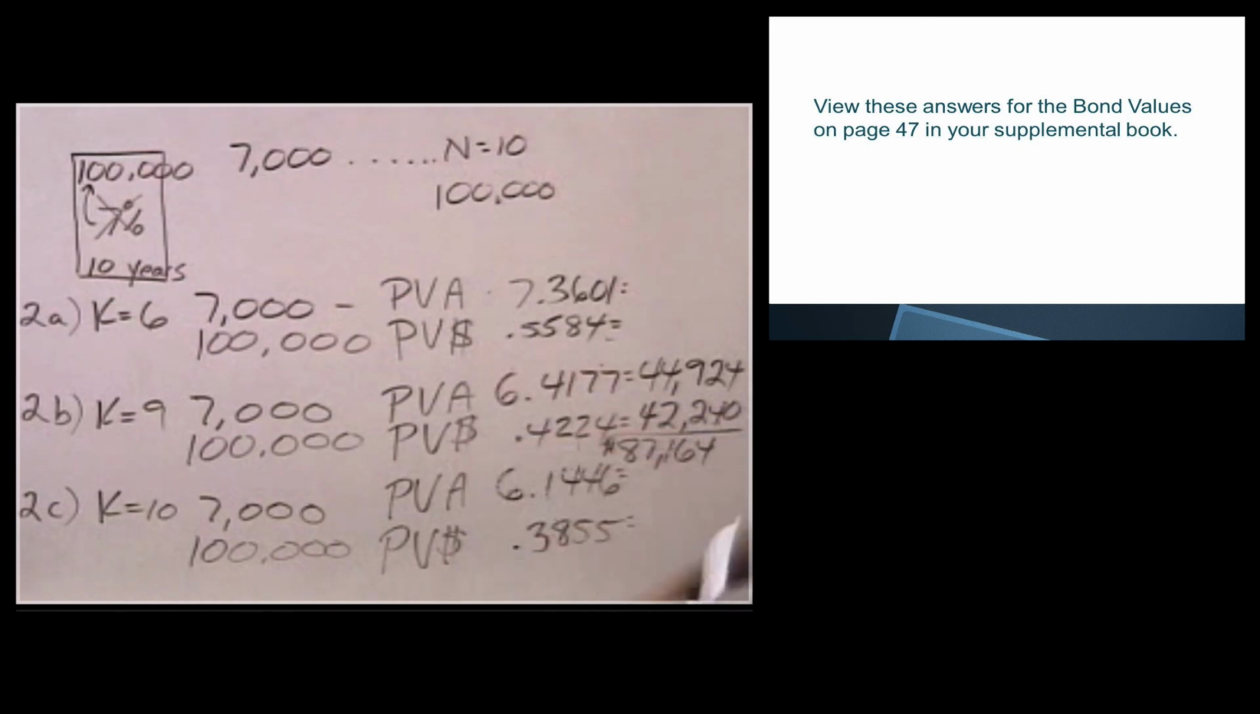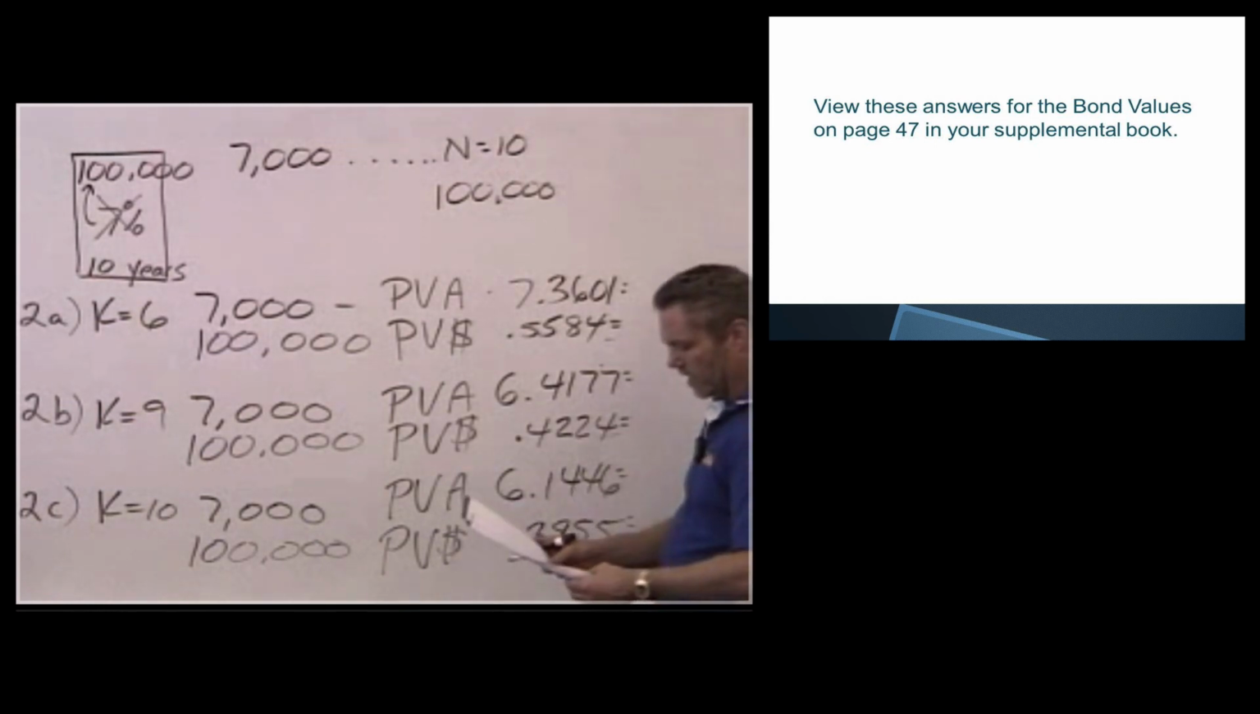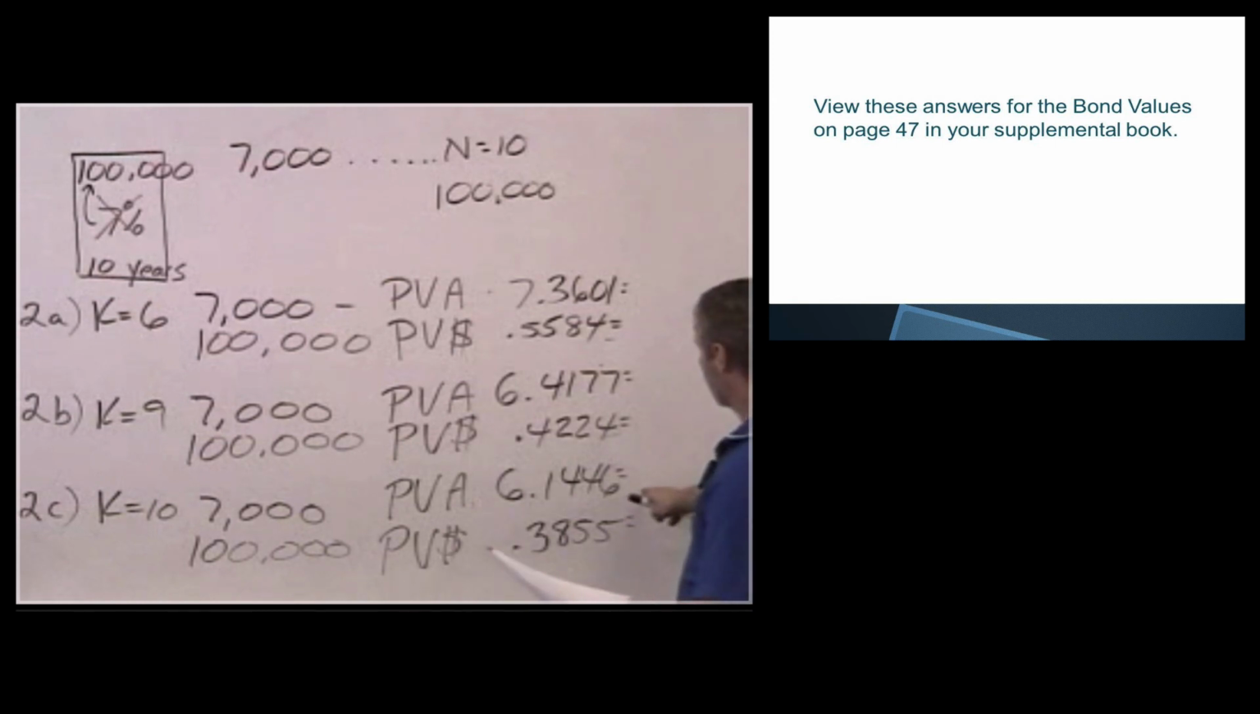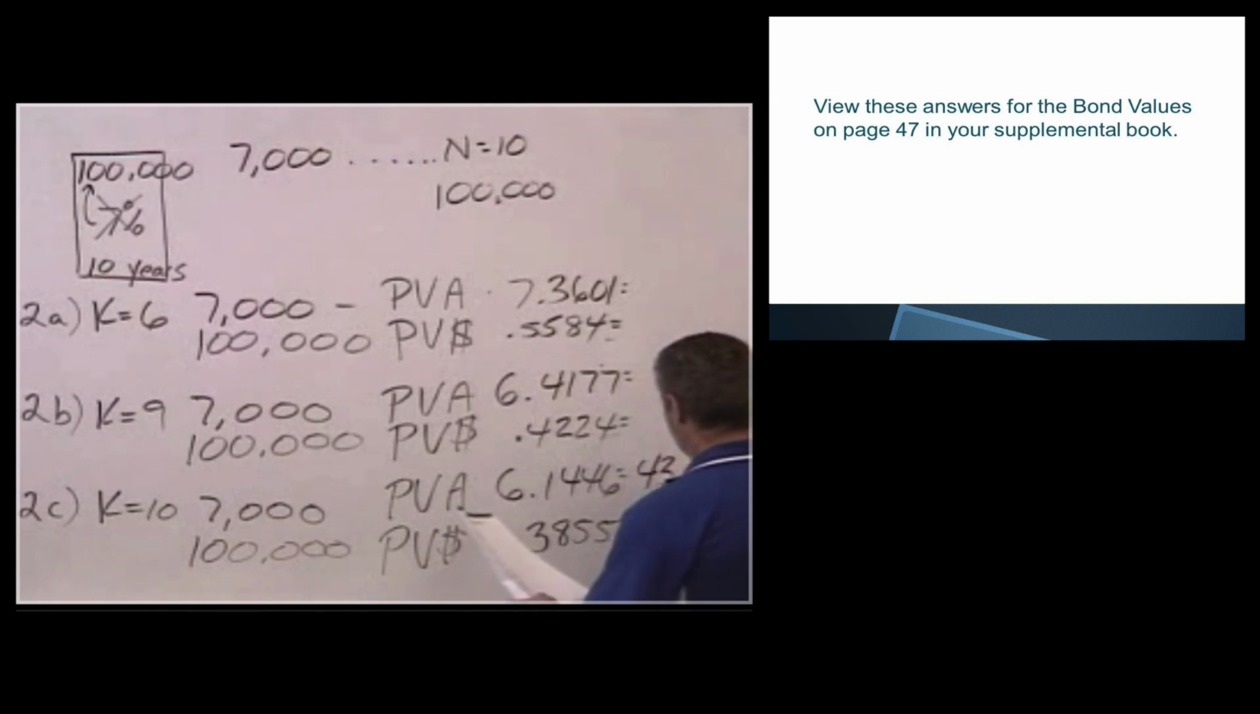The last one, K equals 10, we should see a value, once again, that comes in lower, below 87,164, if we're doing everything right. If we get a different number than that, or certainly if I get a number above $100,000, I got to go back and figure out where I made my mistake. So, question C, 7,000 times 6.1446 gets us a value of 43,012, and our lump sum gets us a value of 38,550 for a total bond value of 81,562.